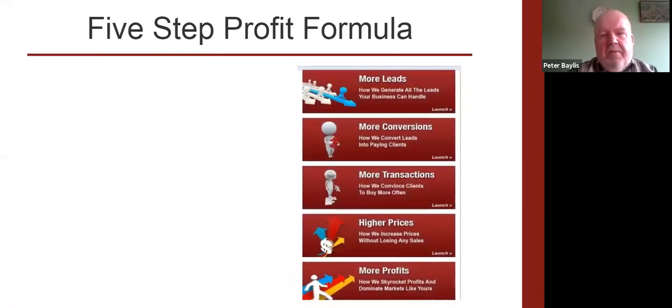The 5-step profit formula consists of the following. There are basically 5 levers you can pull in any business, 5 levers that you can use to help you grow your business. We couch them in these terms. We look at more leads, where you're generating as many leads as you can handle. More conversions, where you look at converting those leads, ensuring that you're not just converting leads for the hell of it and not seeing any return on it.